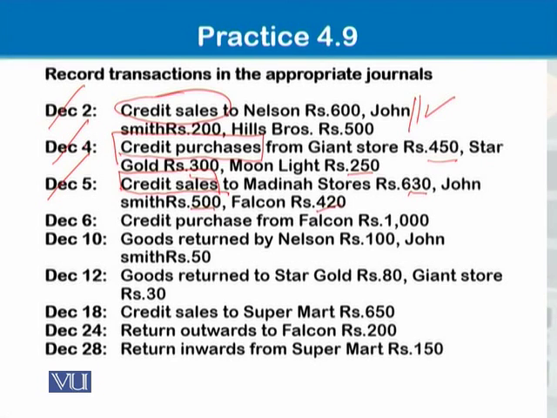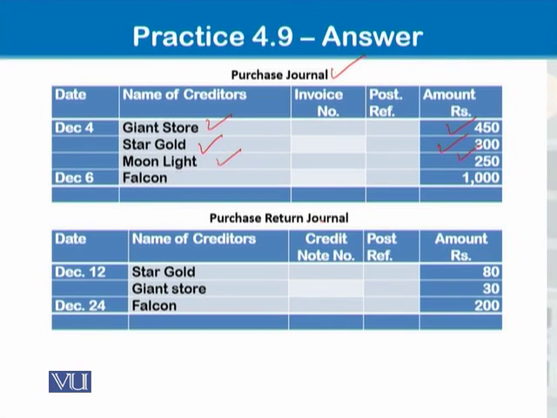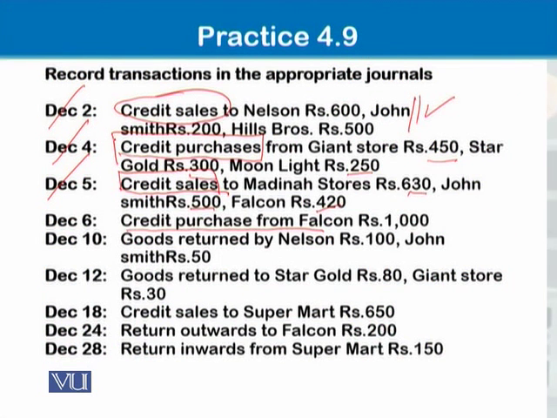Okay. Then comes December 6, credit purchases from Falcon here. So credit purchases means it belongs to the purchase journal. Yes, purchase journal. Falcon is our creditor now, and we have purchased goods worth rupees 1000 from Falcon on 6th December. Good.